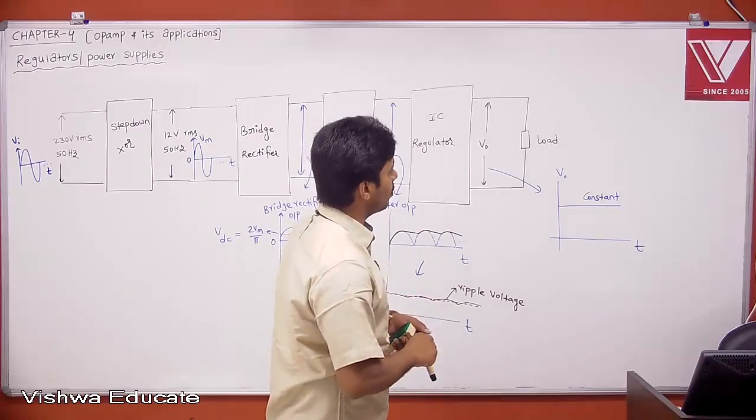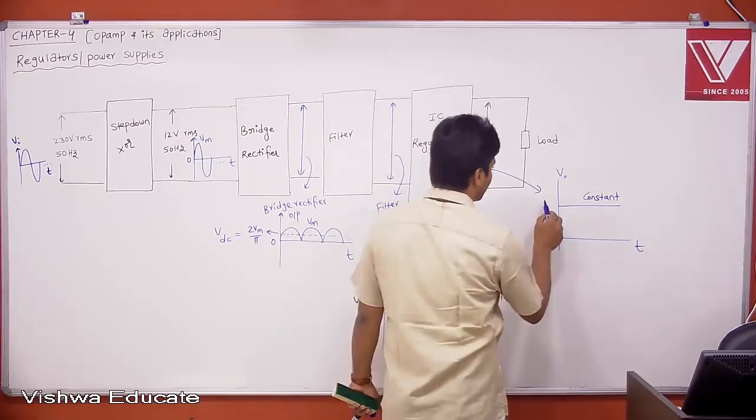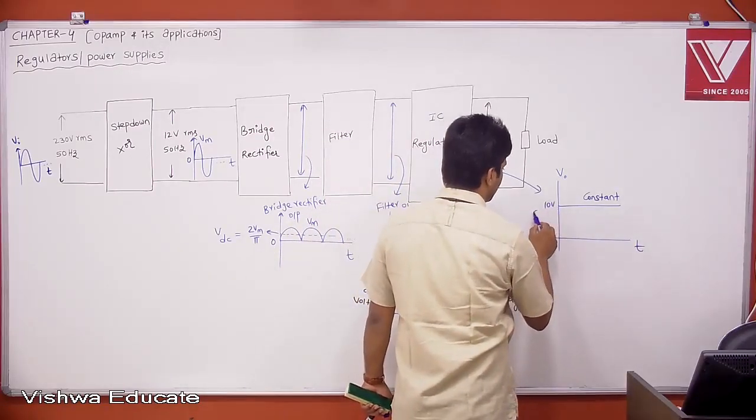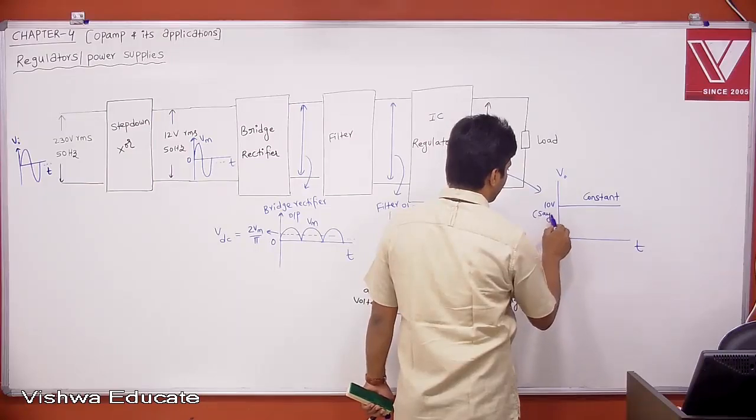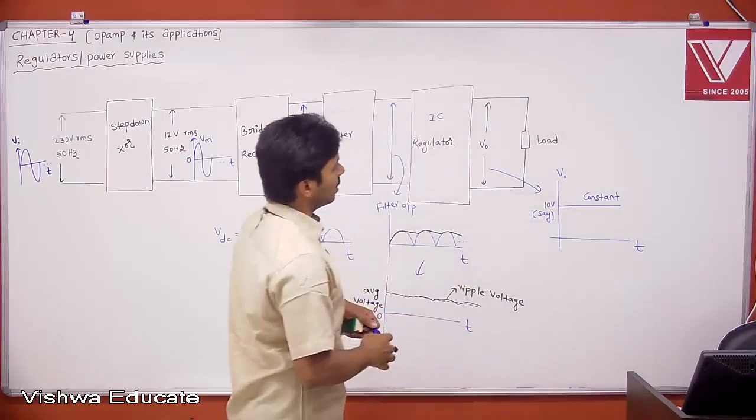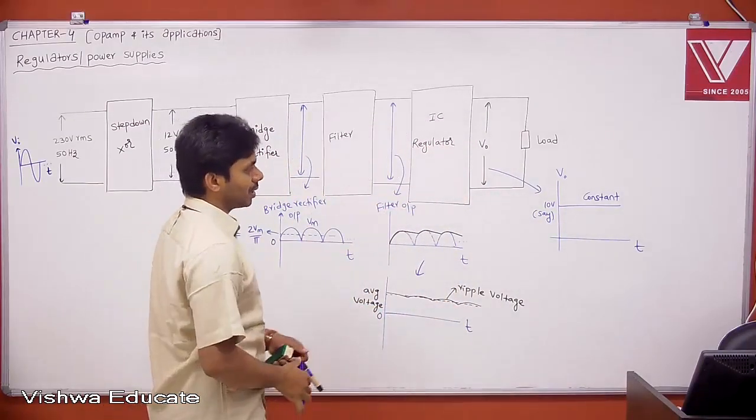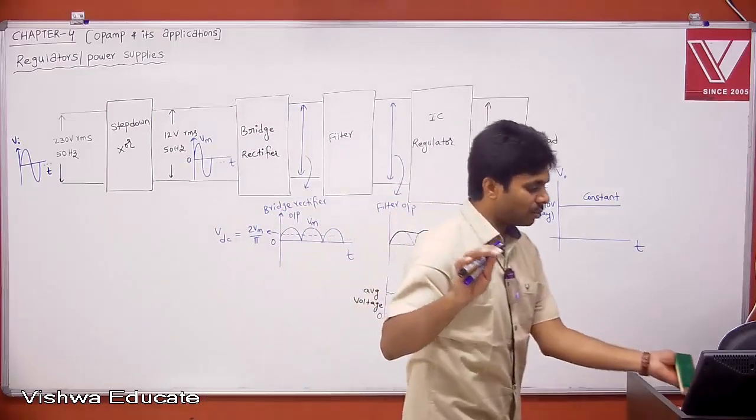How much do you want? Let us say I want 10 volts. Therefore, I am expecting the output to be 10 volts, for example, and I expect the 10 volts to be constant irrespective of anything. Now, just listen. I will give you time to write it down.